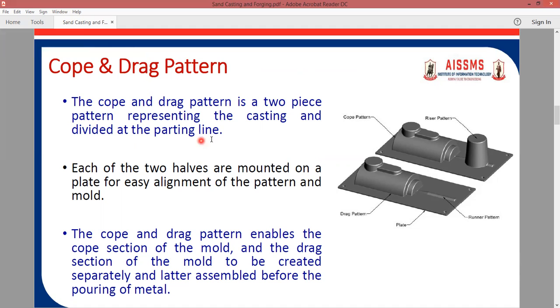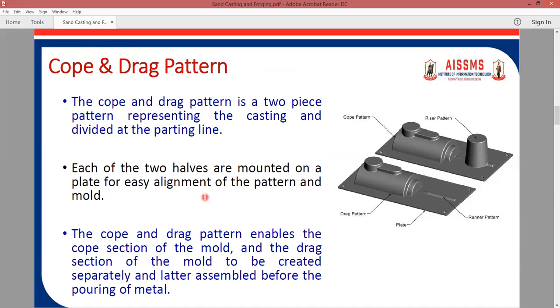Yes, it is a symmetric pattern. The lower one is called the drag, the upper one is called the cope, and they are separated by a parting line. Each of these two halves is mounted on the plate for easy alignment of the pattern and mold. Yes, they are mounted on a plate for easy alignment of the pattern and the mold, right?